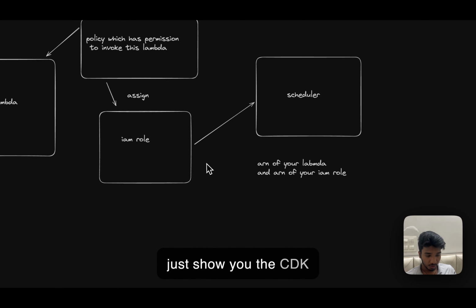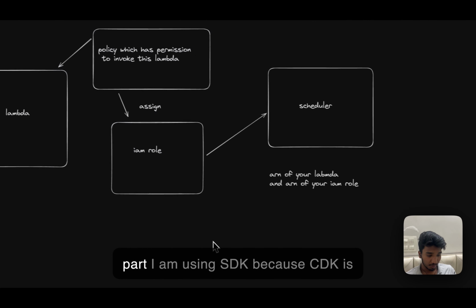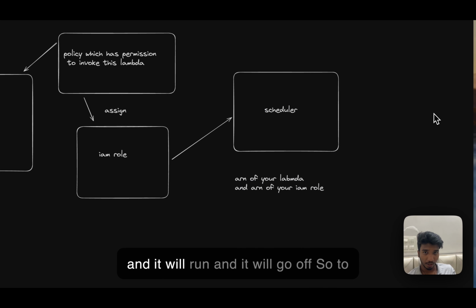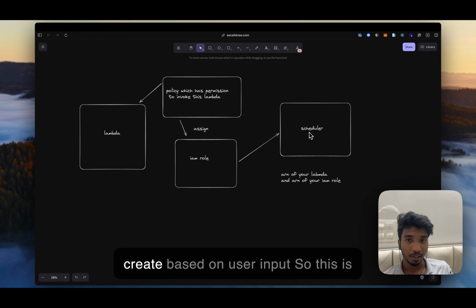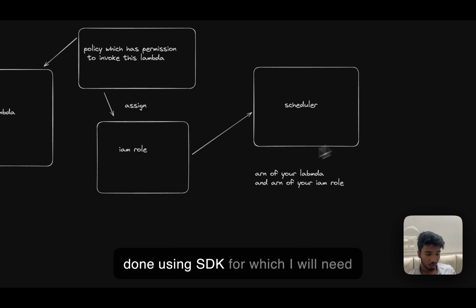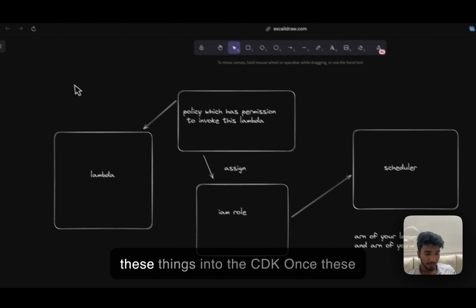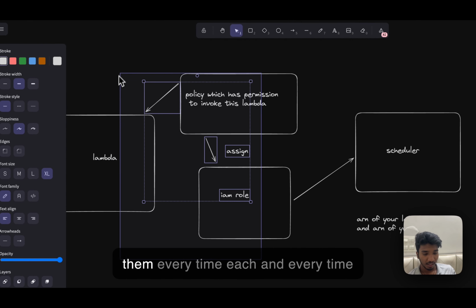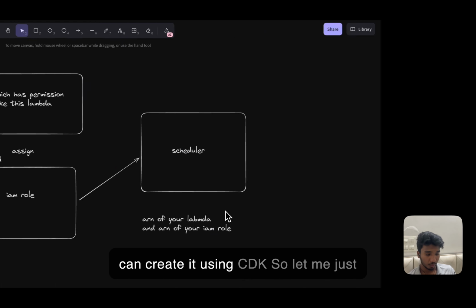Let me just show you the CDK implementation of this part. And this part I'm using SDK because CDK is a one-time thing. Once you deploy it, it will run and it will go off. So to create these schedulers, I need to create based on user input. So this is done using SDK, for which I will need to take the ARNs from deploying these things into the CDK. Once these are deployed, I don't need to create them each and every time. These are just one-time things. So I can create it using CDK.